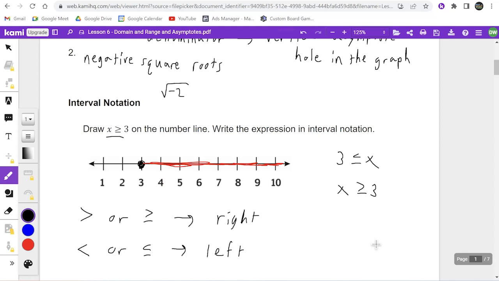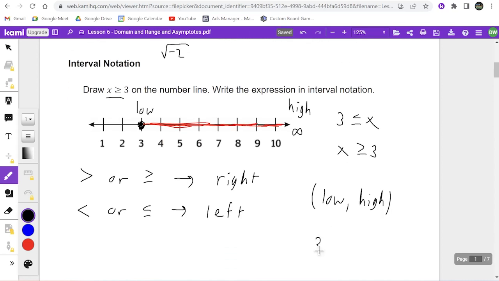So there's my inequality, but the bigger question is how do I represent this in interval notation? Basically, interval notation just looks like this. It's the low number, comma, the high number. And in this case, the low number is 3. And the high number, you may not see it, it's infinity because it keeps going on forever. So I'm going to put 3, comma, infinity.